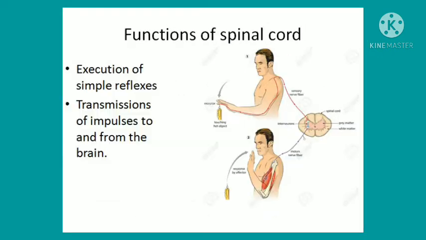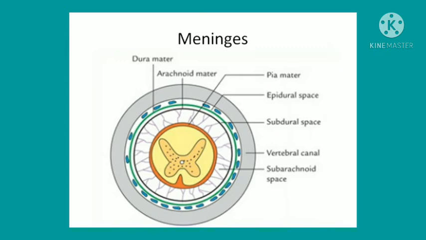The major functions of spinal cord are the execution of simple reflexes and the transmission of impulses to and from the brain. Then the coverings of spinal cord. The spinal cord is surrounded by three protective membranes. They are called spinal meninges. From outside to inwards, these are dura mater, arachnoid mater, and pia mater.